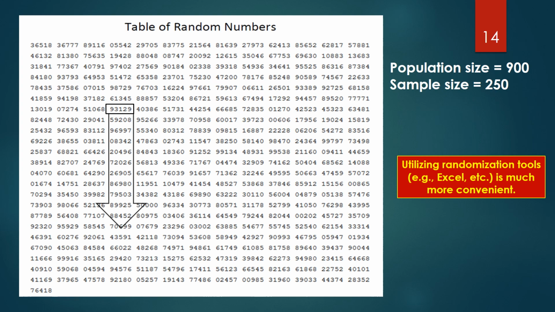We would then move to the next number down, 59208, and take the last 3 numbers, 208, for our second random sample unit. We would continue this process until we reached our 250 target. If any number is greater than the population number, 900, like one outlined in red, 997, then skip to the next number, etc. This process is cumbersome but works. Utilizing computer randomization tools like those in Microsoft Excel program, etc., is much more convenient.